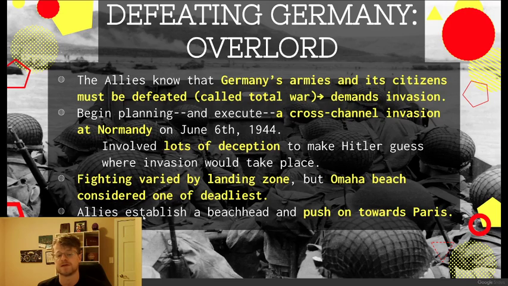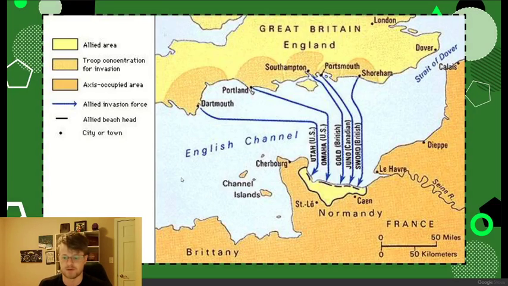Now, basically, what's going to happen from this is that the Allies are going to establish a beachhead and push on to Paris. So here's what Overlord looks like. And really, I can tell you what Hitler's plan was. He was thinking that the Allies would land at the shortest point between the two points of the channel here. But really, what Hitler had done across all of this is that he had established something called Fortress Europe, or the Atlantic Wall, that was designed to crush the invasion before a beachhead could be established.